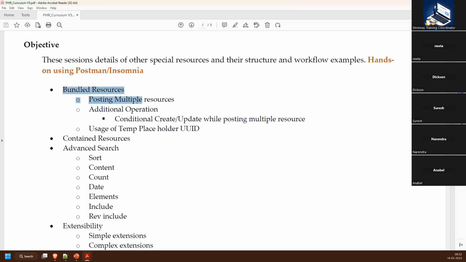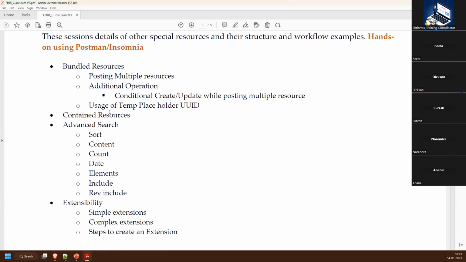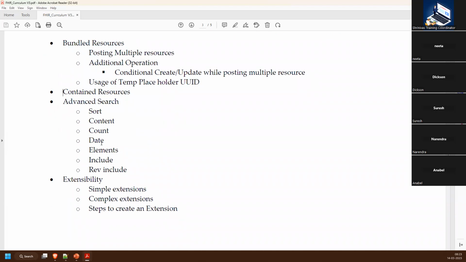So bundled resources are basically a situation where you may have to post multiple resources to the FHIR server or multiple transactions to the FHIR server. So how you can do that using a bundle. We'll talk about contained resources, why contained resources are used, how do you make sure that contained resources are helpful, in what scenarios you may actually choose to create a contained resource and all. So we'll talk about those scenarios.